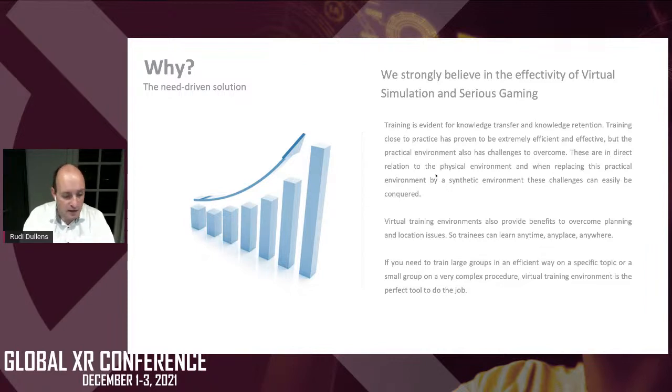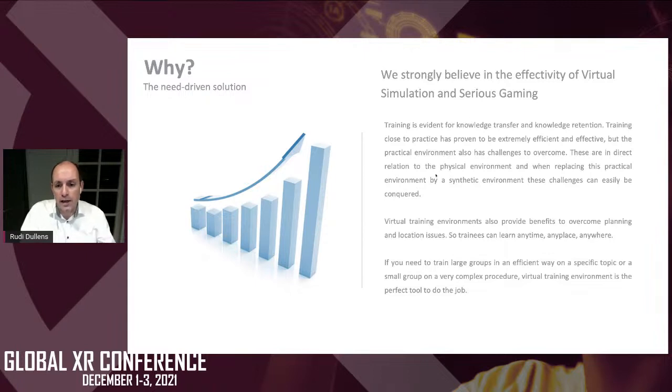And the effectiveness is pretty high, because if you look at training, it's important that you train as close to practice as possible. Maybe there are people that have heard of the cone of Dale, which is a graph that explains that the closer you get to practice, the better you grasp the knowledge. And once you grasp the knowledge in an effective way, it sticks in your brain.